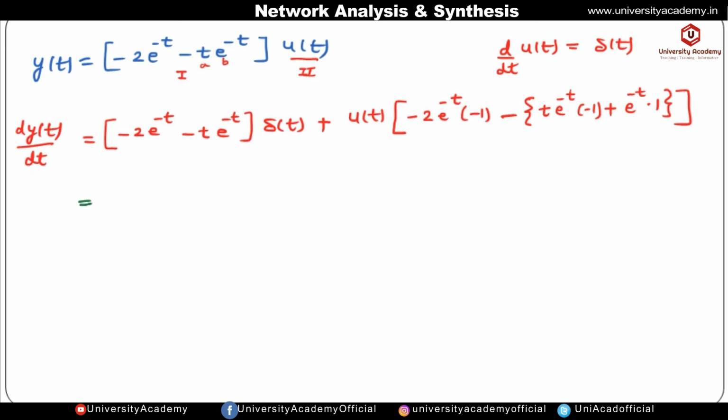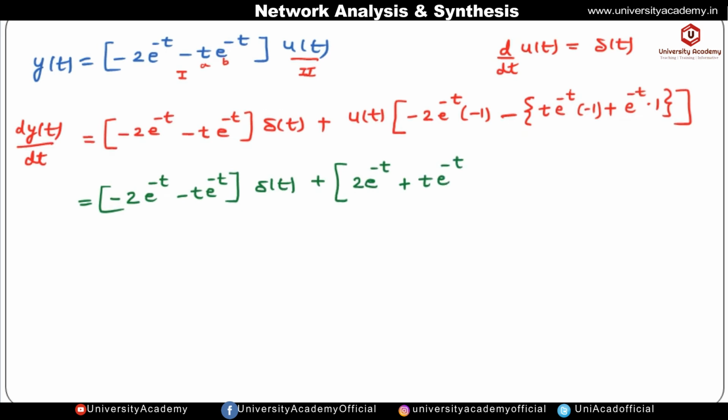So we are getting minus of 2 into e to the power minus of t minus t into e to the power minus of t into delta of t. This minus 2 and then minus 1 will be equal to plus 2 into e to the power minus of t, and this minus 1 multiplied with minus will be equal to plus t into e to the power minus of t. And this minus sign will become minus into e to the power minus of t, and u of t will come here.